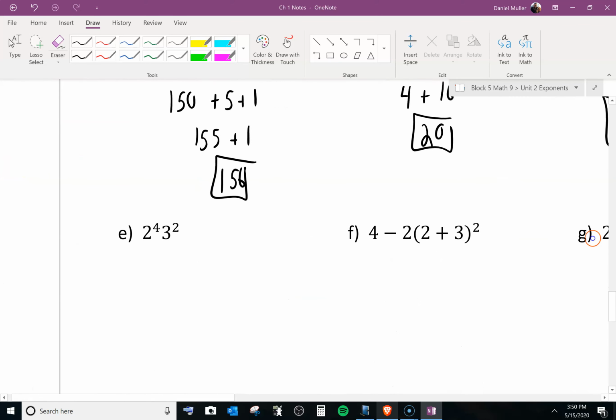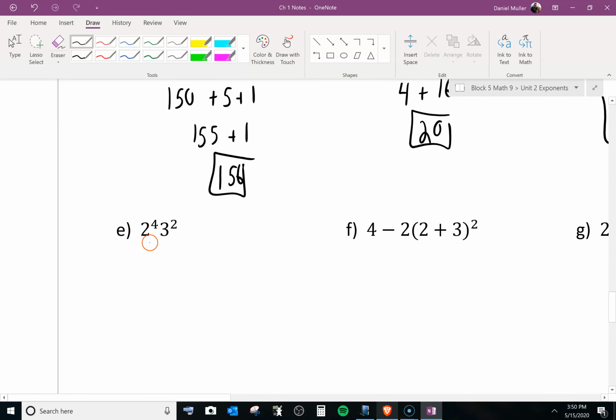Okay, let's keep going here. Here we've got some exponents again. No brackets. So 2 to the power of 4. 2 times 2 times 2 times 2 is 16. And you can't see it, but it's being timesed here. And then 3 squared is 9. So the answer is not 169.